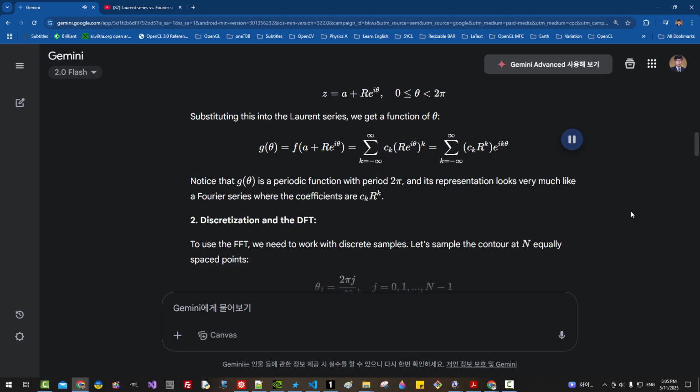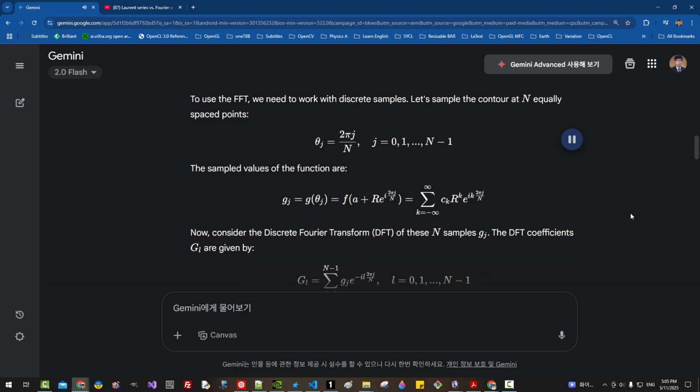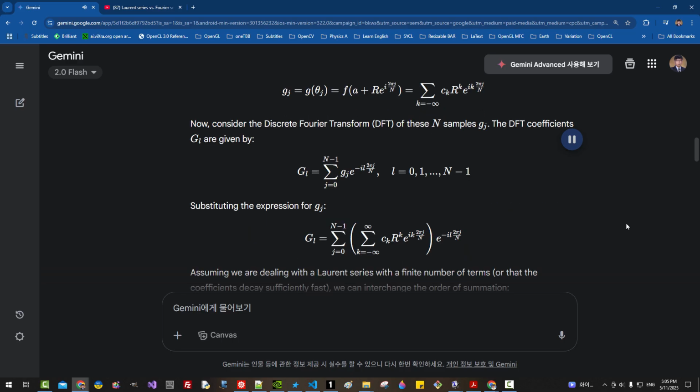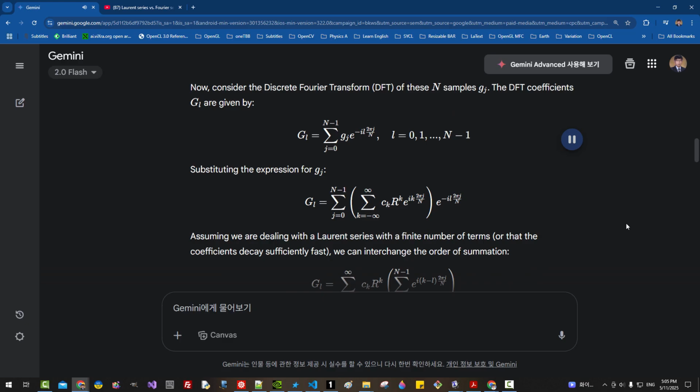2. Discretization and the DFT. To use the FFT, we need to work with discrete samples. Let's sample the contour at n equally spaced points. The sampled values of the function are as follows. Now, consider the discrete Fourier transform, DFT, of these n samples g_j. The DFT coefficients G_L are given by substituting the expression for g_j.